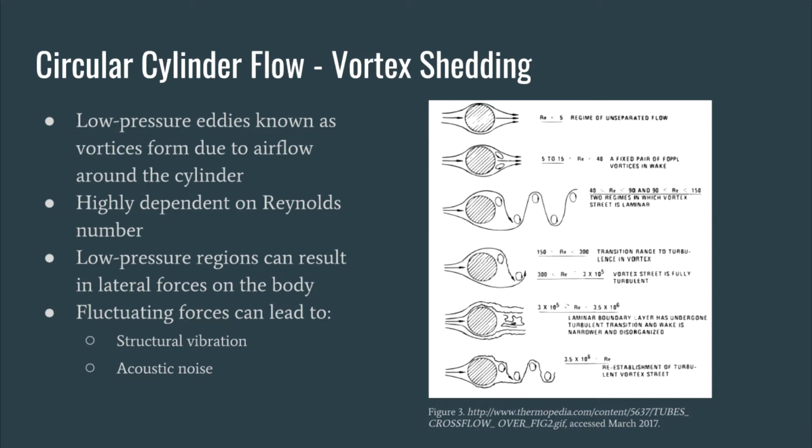One unique characteristic phenomenon of circular cylindrical flow is vortex shedding. Low-pressure eddies known as vortices form due to airflow around the cylinder. The flow regime of these vortices is highly dependent on Reynolds number, as illustrated by the diagram shown. These fluctuating low-pressure regions can result in forces on the body. These forces can lead to structural issues such as vibration as well as acoustic noise.